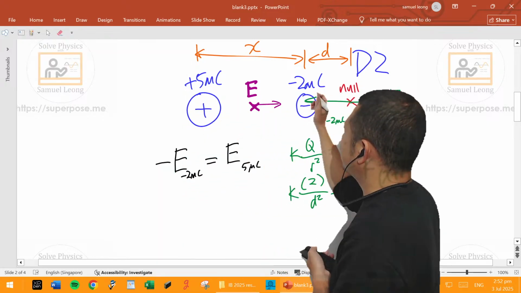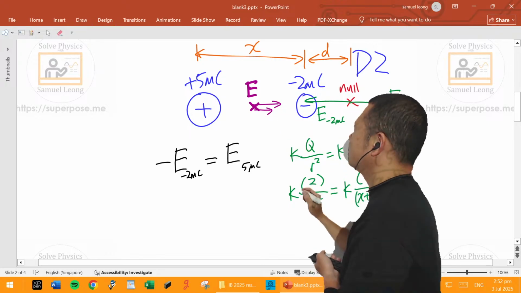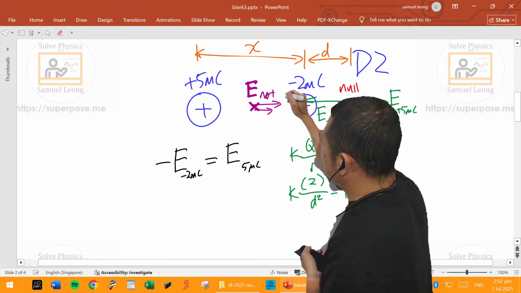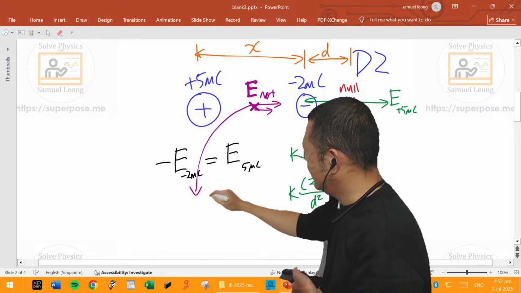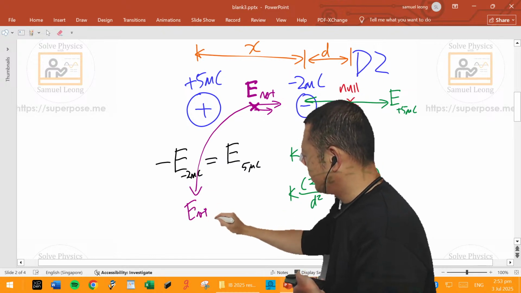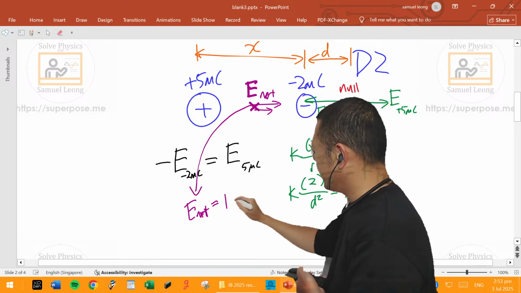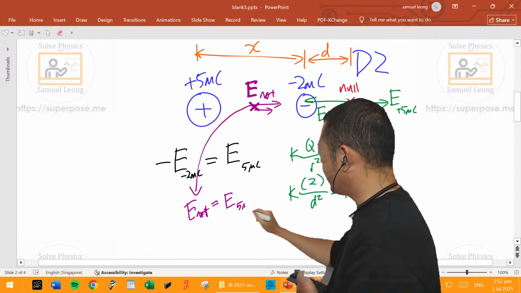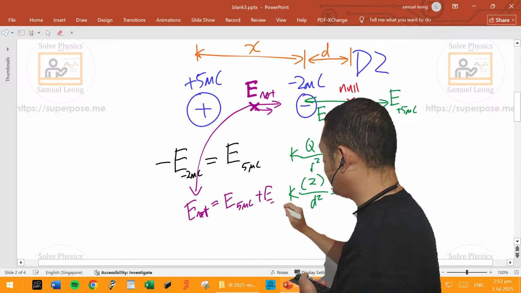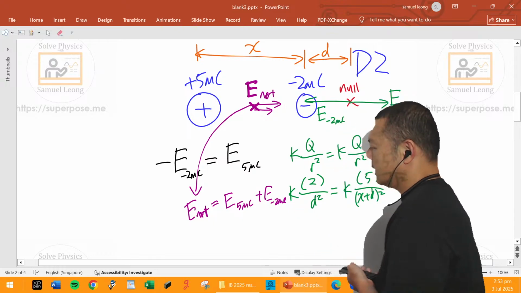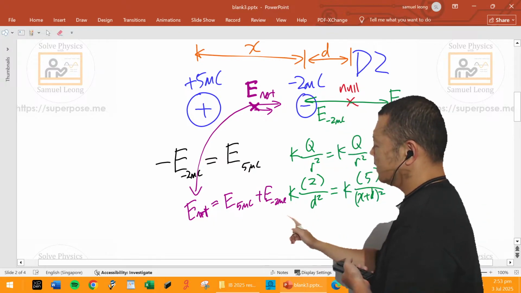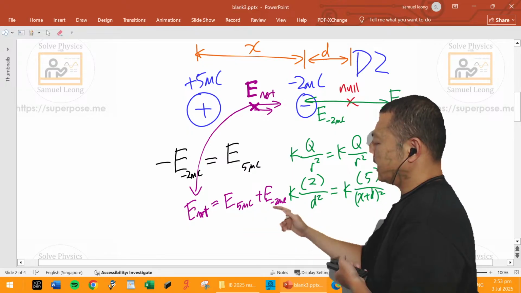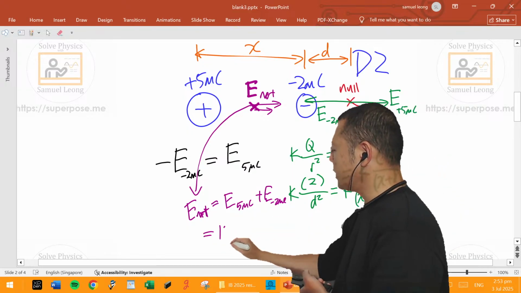And the E field strength from the minus two is pointing to the right as well. So what is the E net at the midpoint? The E net will be the E of the 5 microcoulombs plus the E of the negative 2 microcoulombs. Correct or not?